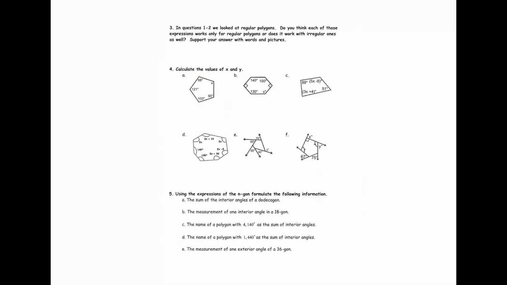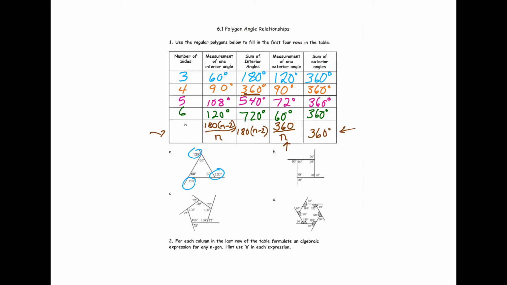What I want to talk about was question number 3 here. So we looked at a regular polygon. Remember, regular means that all angles are congruent and all the sides are congruent. Do you think each of these expressions work for only regular polygons, or does it work with irregular ones as well? And the answer for this one is that some of them are going to work with irregular ones as well. So if we look at this, our sum problems means we're adding up all the sides. So this is going to work for regular and irregular.